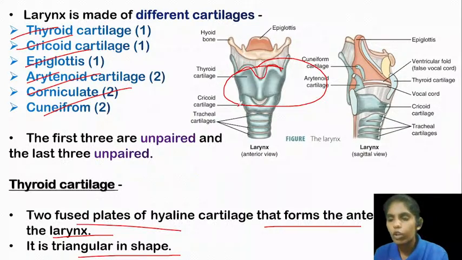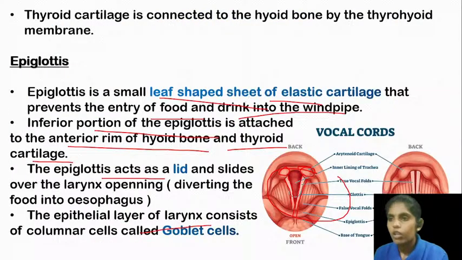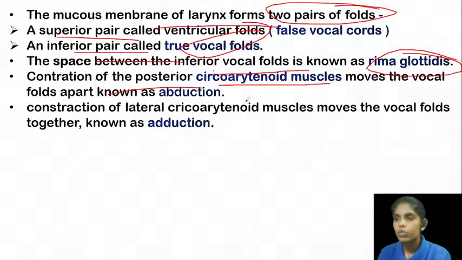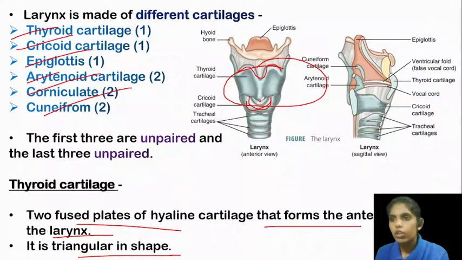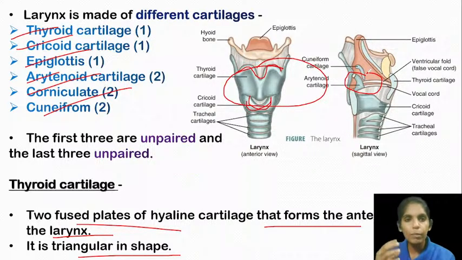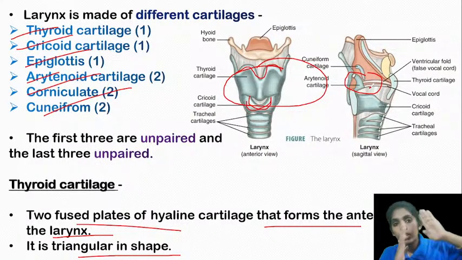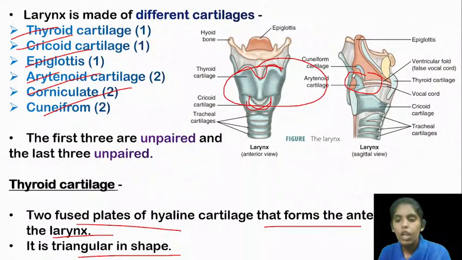So this is the cricoid cartilage. Now the next one is the arytenoid cartilage. So this is the arytenoid cartilage. It is roughly pyramid in shape, right? And it is present posterior to the larynx, in the superior part, that means upwards, but in the back side of the larynx.